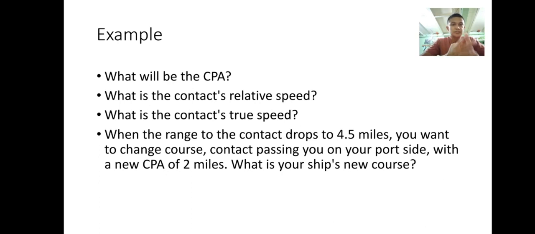What is the contact's true speed? And when the range to the contact drops to 4.5 miles, you want to change course, with the contact passing you on your port side with a new CPA of 2 miles. So, what is your ship's new course?